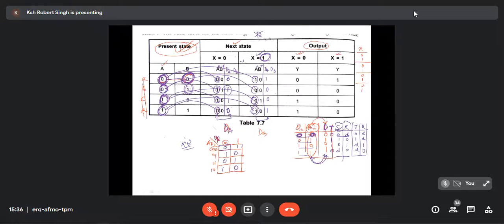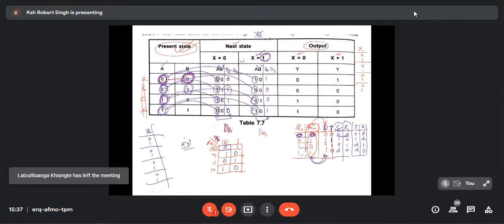You can merge it in one particular column. X is equal to 0, X is equal to 1. Or like as I said, just X: 0, 1, 0, 1, 0, 1, 0, 1. Like that also you can do it. No need of making two columns. X is equal to 0, 1. Whichever is convenient to you, you do.